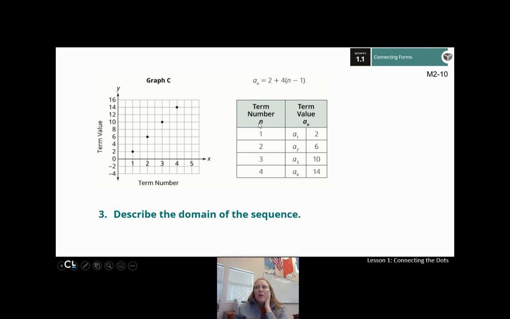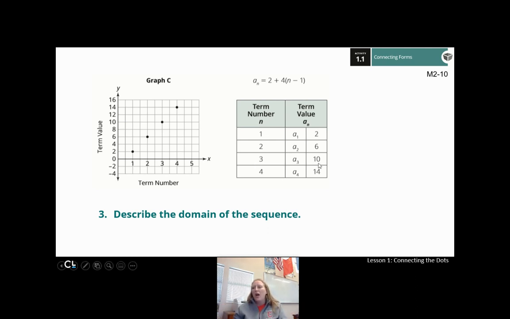So I don't know about you guys, but I noticed that my term numbers were always positive whole numbers, right? Like 1, 2, 3, 4. There's not going to be any fractions in my term numbers. There's a first term and a second term and a third term. There's no term 3.4. No, that doesn't happen. So there's not going to be any fractions here. There's not going to be any decimals there. This is the number of terms I have. You have a term or you don't have a term.